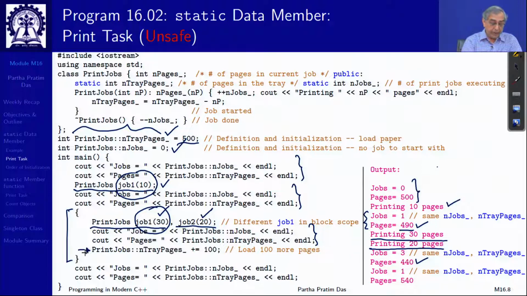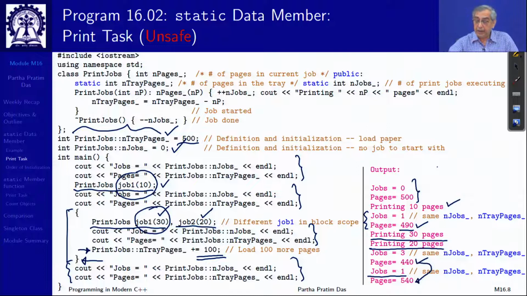So, after loading, when I come out of the block, what will happen? At this point, you have learned the lifetime. So, print jobs, job 1 and job 2 inside the block will get destructed at this point. As they get destructed, the number of jobs will decrease by 1 for each. So, my jobs after this becomes 1, and the pages have increased with a value of 100. So, from 440 it becomes 540. So, that is how the logic goes, right.